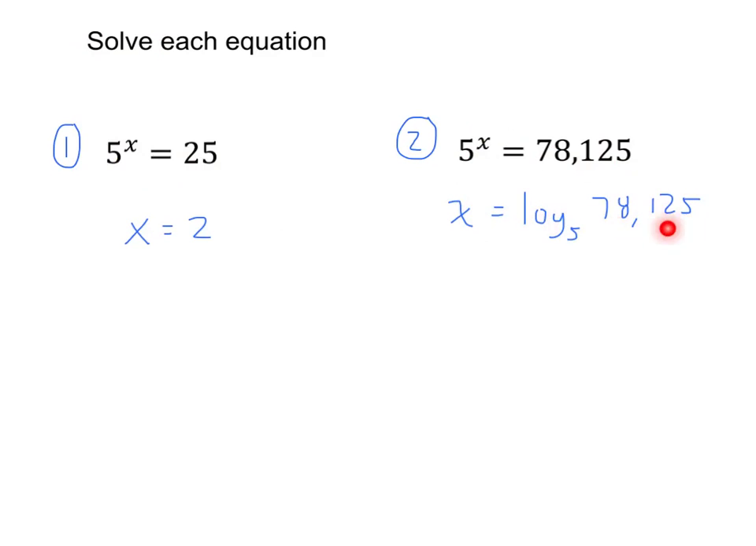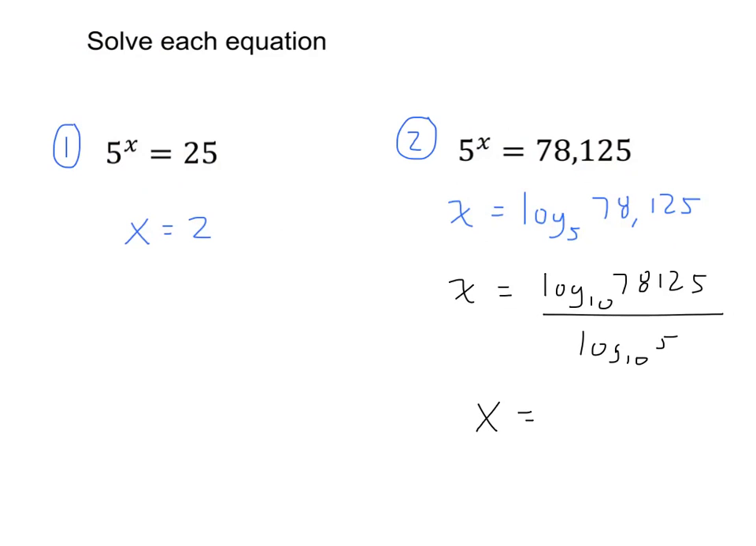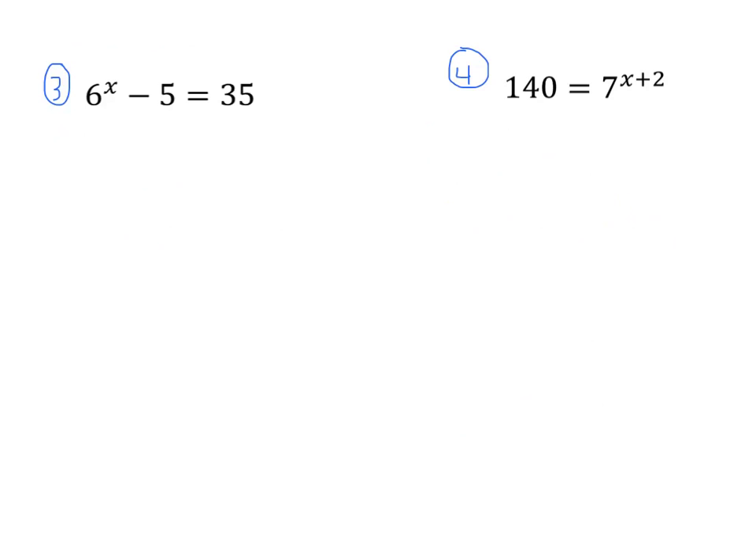And now we could use our calculator to compute this logarithm. With our change of base formula, to put this in the calculator, we would do log base 10 of 78,125 divided by log base 10 of 5. We'll use calculators in class, but when you actually compute this, it is equal to 7. So 7 is the number that makes this true. 5 to the 7th power is 78,125.